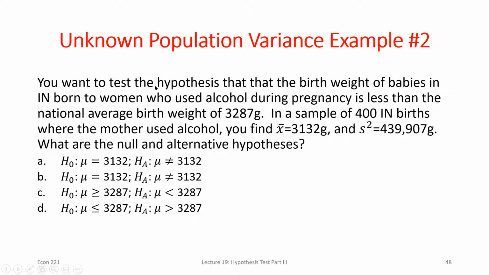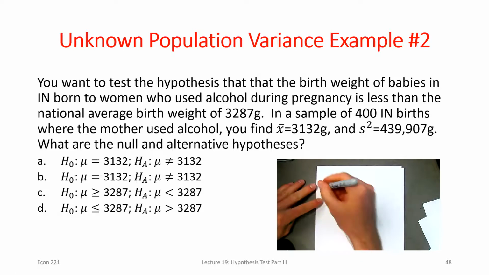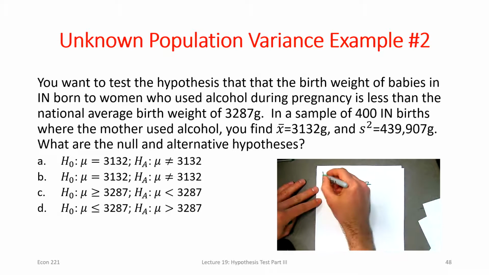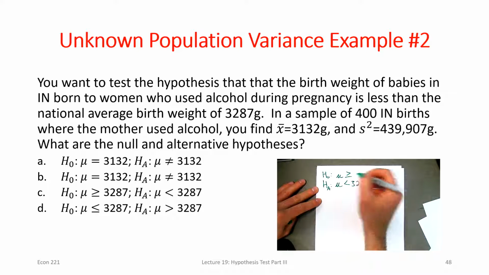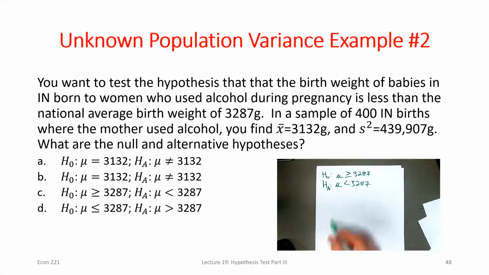let's say now we've got this example where we want to test for whether or not the birth weight of babies born in Indiana is less than the national average of 3,287. So what we want to test for is our alternative hypothesis: the mean is less than the national average of 3,287. We assume the opposite is true, which is that it's greater than or equal to 3,287. So what type of tail test do we have here? Well, we have a less than sign, so we've got a left-tailed test.